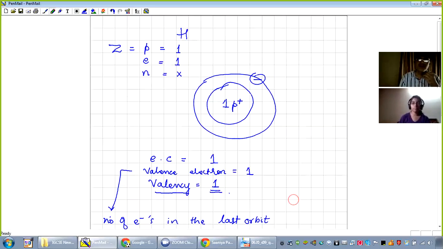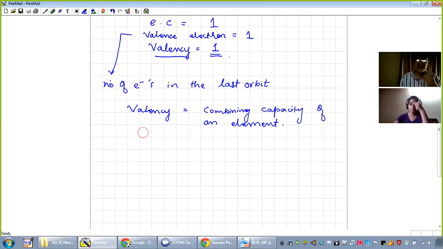Needed to make the outermost orbit completely filled up. That is what is known as valency. In other words, it is also known as the combining capacity of an element. This I'm going to explain to you with the help of considering different examples.